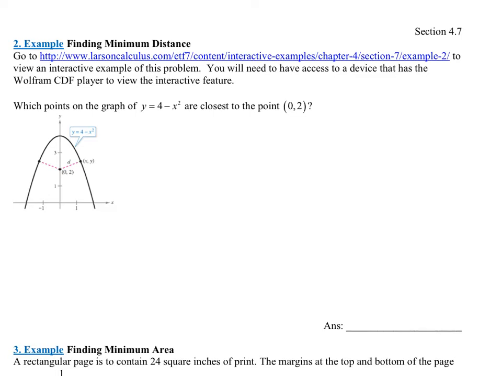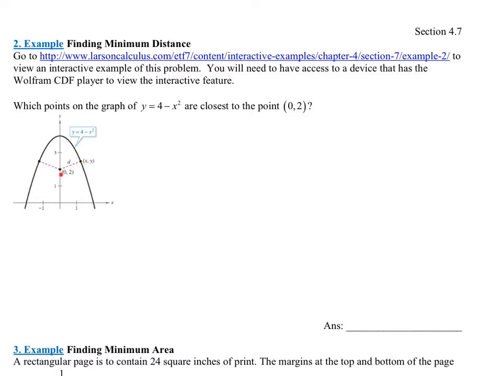All right, let's look at example 2 here. It says, which points on the graph of y equals 4 minus x squared are closest to the point 0, 2? So they give you an excellent picture here to look at it. Here's the point 0, 2. Here's the parabola of 4 minus x squared. So the question is what points on that graph are at minimum distance?